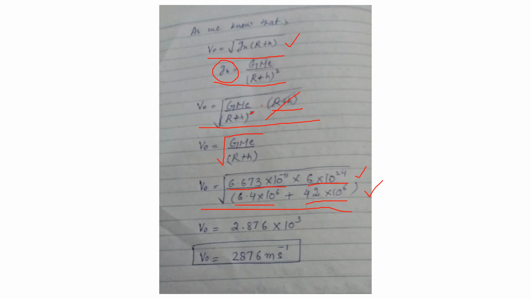If we solve this with the help of a calculator, we get v naught is equals to 2.876 into 10 raised to power 3. If I multiply this 10 raised to power 3 with this value, I will get v naught is equals to 2876 meter per second. So this is the orbital speed which was required to find out in this given problem.